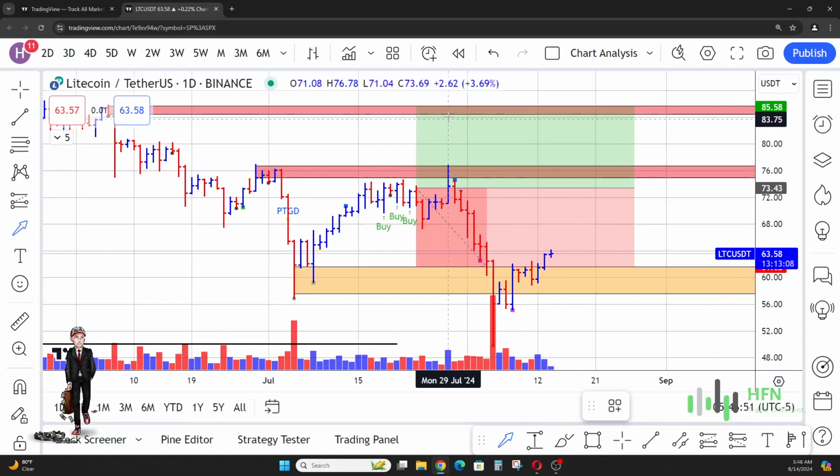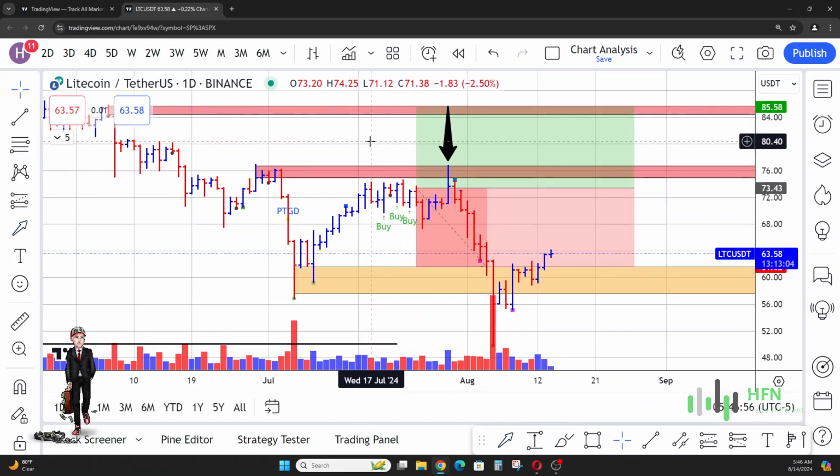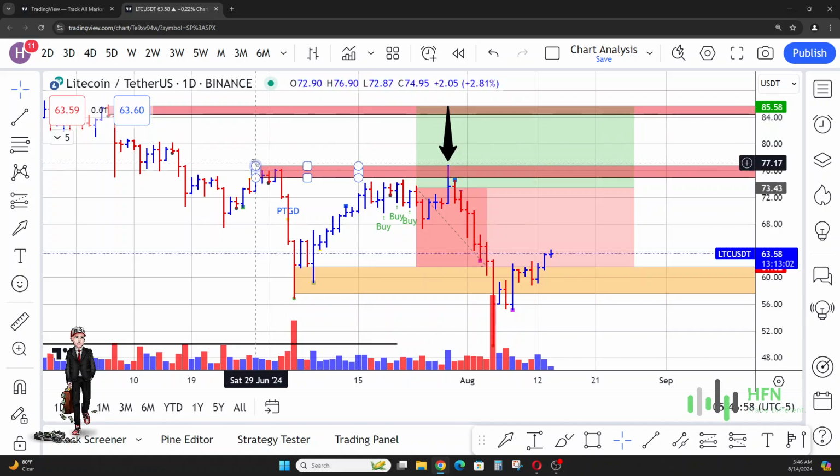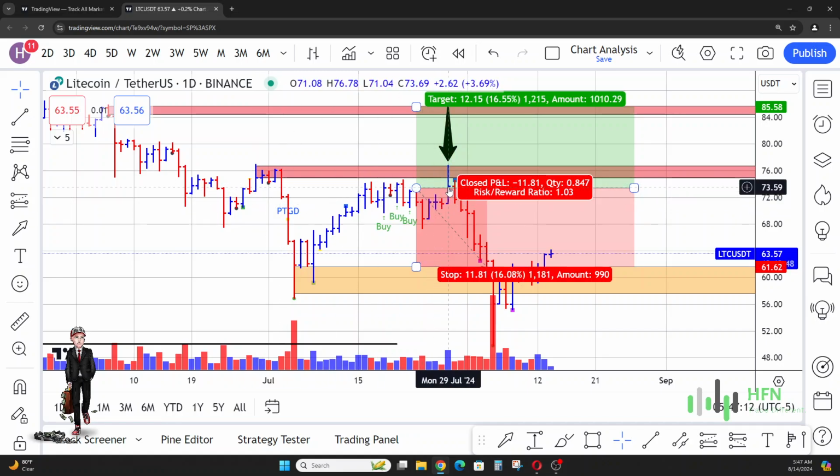Now, right here on this particular day, I want to focus in on right there, because when we did our video, we identified a location to where selling was going to increase. We were expecting the selling to increase at this particular price level of around $76. That is what happened. Look at where the market in Litecoin closed on the 29th of July. It closed off of the highs.